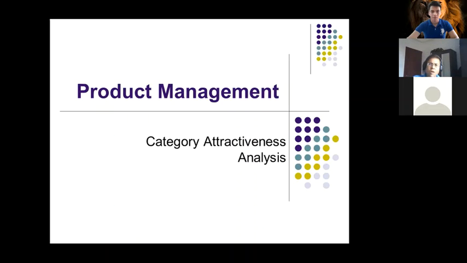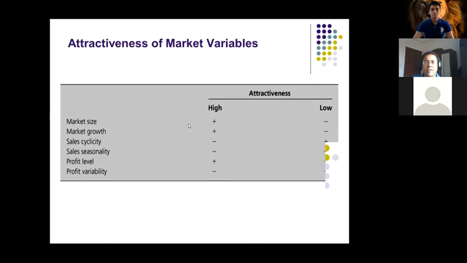Right? So now let's get on with, everybody can see, category attractiveness analysis. Right. Now let's just go through this.